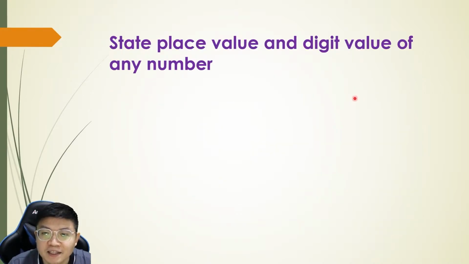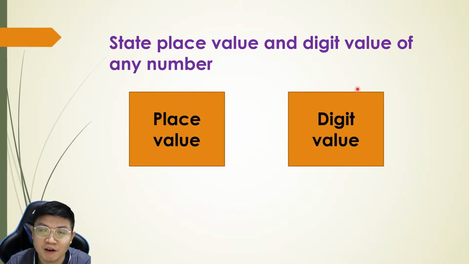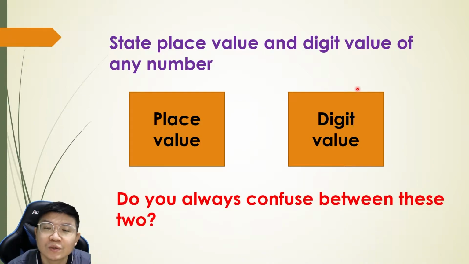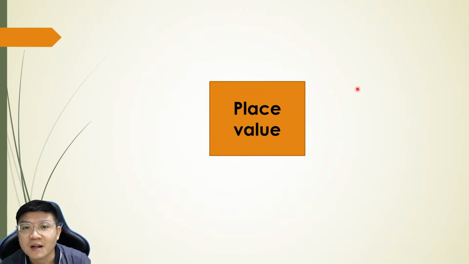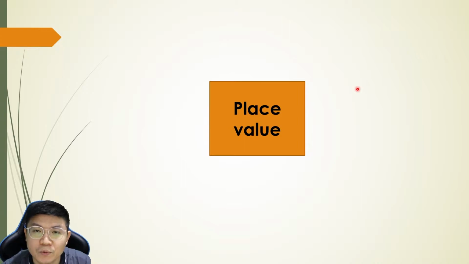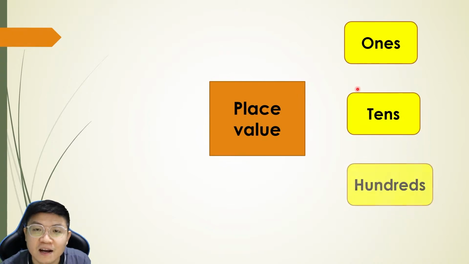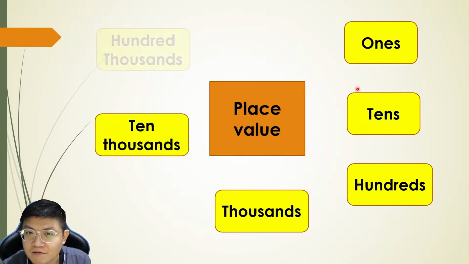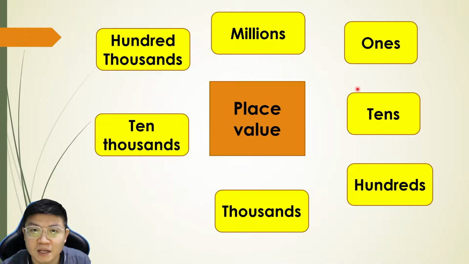State place value and digit value of any number. Right, place value and digit value. Do you always confuse between these two? Place value is something like place words that represent the digit, such as ones, tens, hundreds, thousands, 10,000s, 100,000s, and million. As you can see, all of these are place values, a name for it.